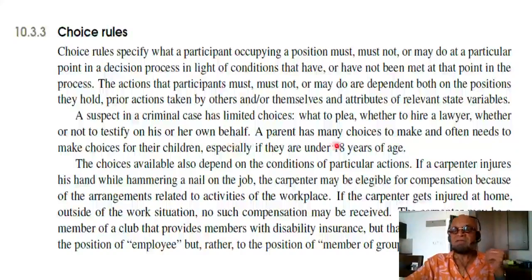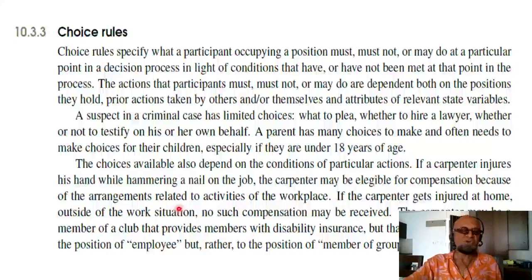A parent has many choices to make and often needs to make choices for their children, especially if they are under the age of 18. Law requires you to sign off on many choices that the kid may want to make but cannot make without your explicit permission. The choices available also depend on the conditions of particular actions.